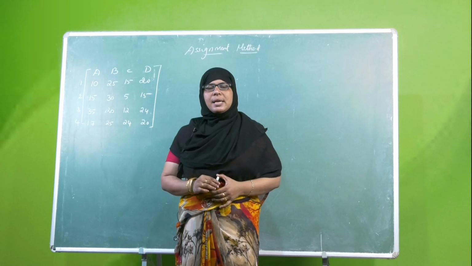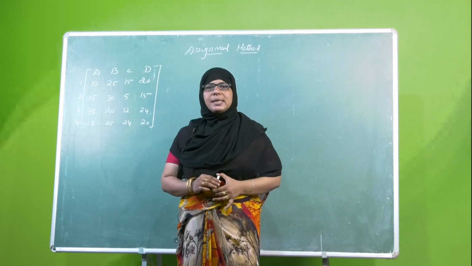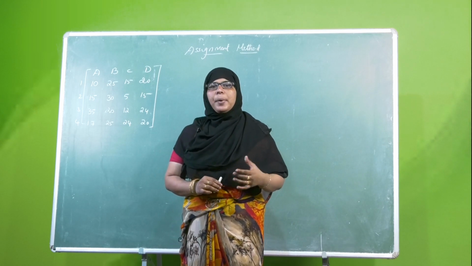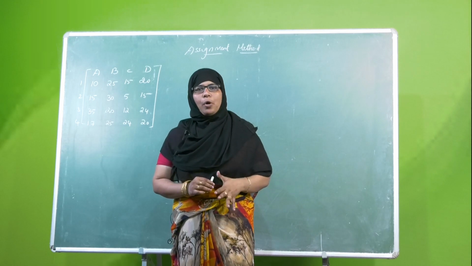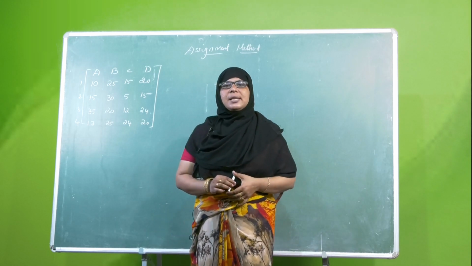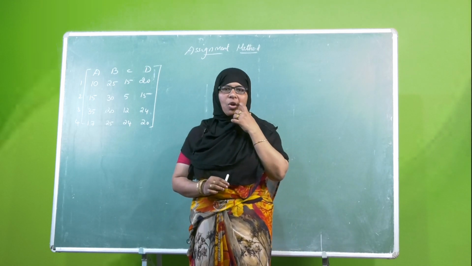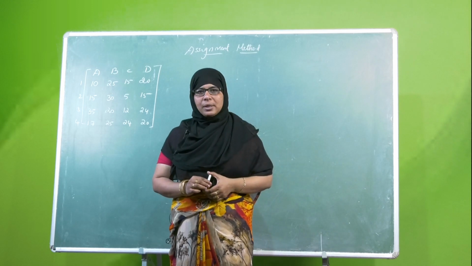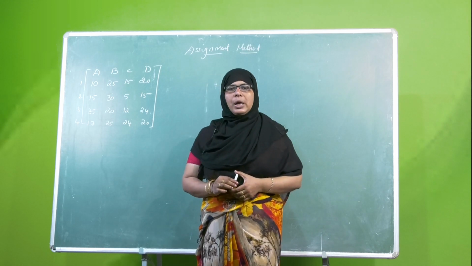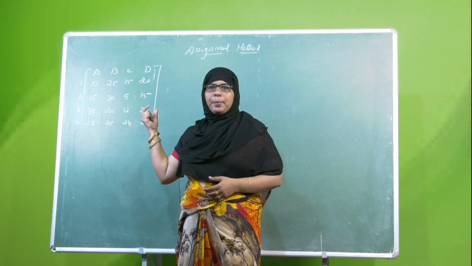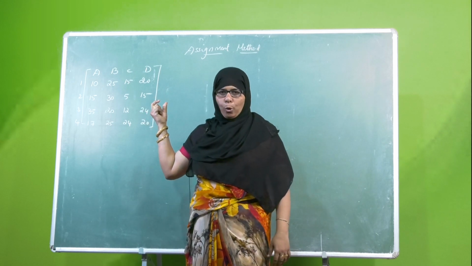What is a balanced assignment problem? Balanced assignment problem means the number of rows is equal to the number of columns. Unbalanced assignment problem means the number of rows is not equal to the number of columns. For example, now let us see one example in balanced assignment problem.